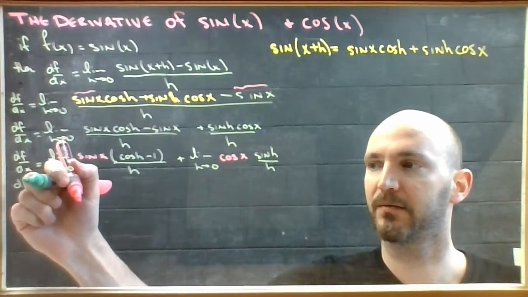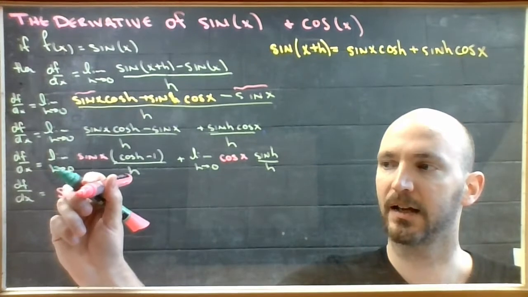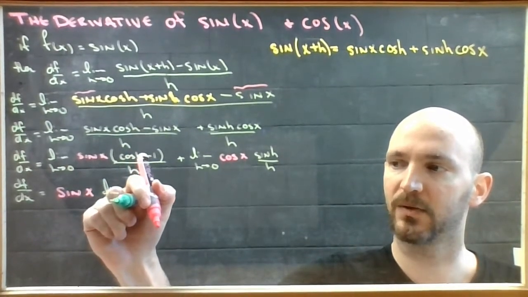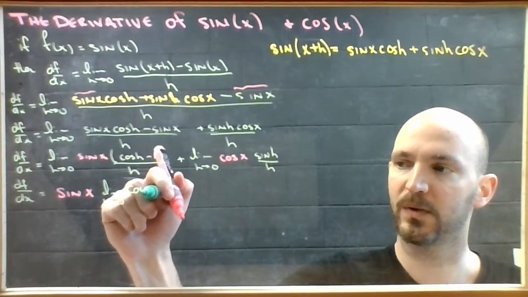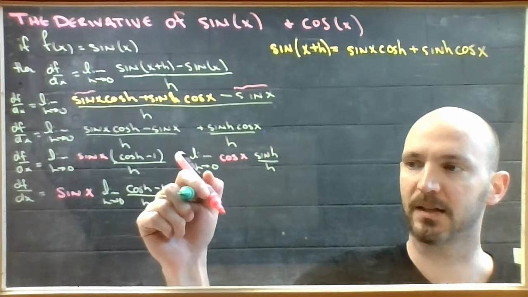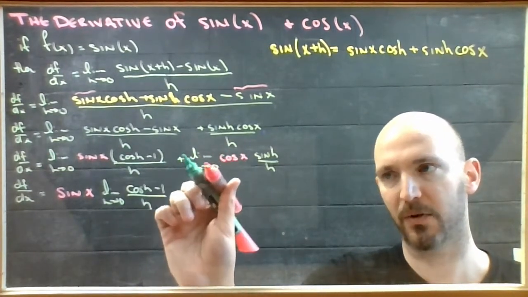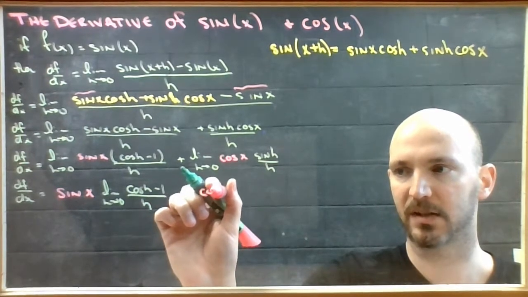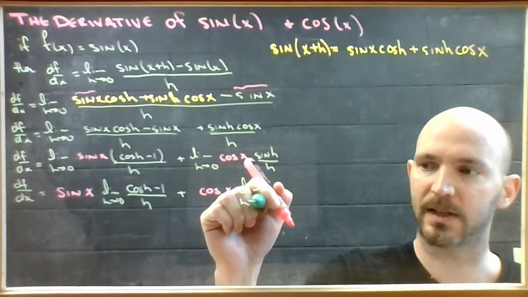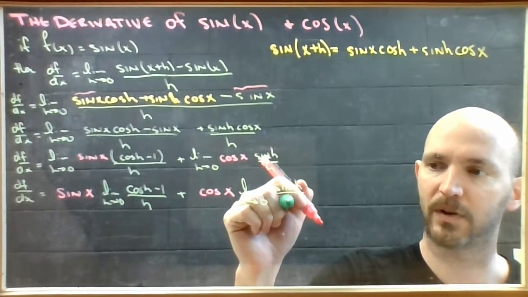So df by dx is sine x times the limit as h goes to 0 of cosine h minus 1 over h, plus cos x. Same thing here. This doesn't have an h in it, so this operator isn't going to affect it. Just let her slide in front. Limit as h goes to 0 of sine h over h.